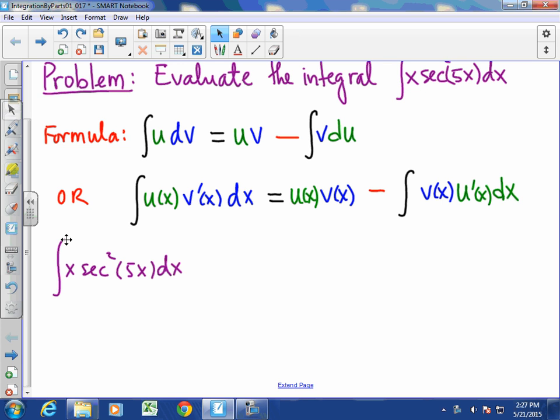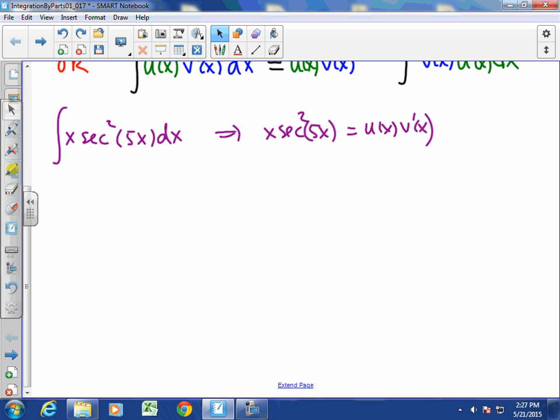And that means x secant square 5x is u of x times v prime of x, because in the formula we have the integral of u of x v prime of x dx. So we need to decide what u of x is and what v prime of x is. There are a number of combinations, and once we set u of x and v prime of x, we need v of x, that means the integral.